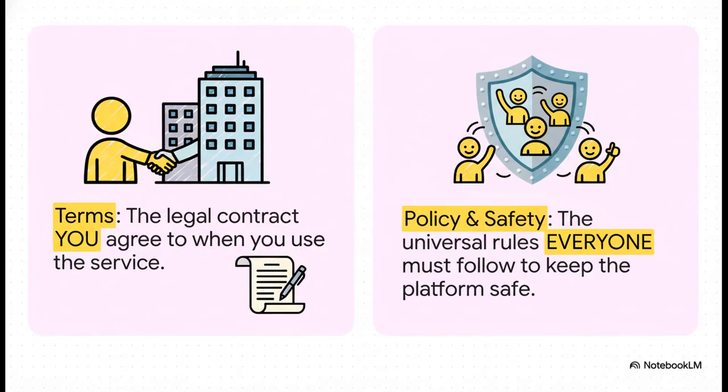Now, it's super important to get the difference between these two. Think of terms as the legal contract you sign without reading when you show up. It's your agreement with the company. Policy and safety, though, that's more like the community rulebook. It's the list of what's cool and what's not cool for everyone to do, all in an effort to keep the platform safe and working.